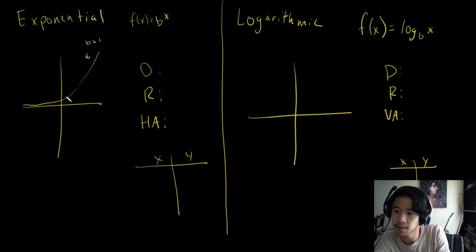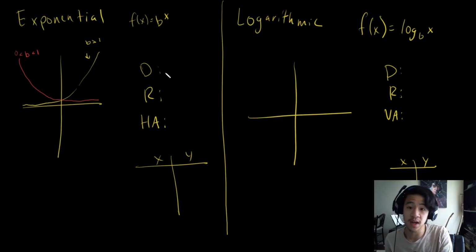All right, and what if b is in between 0 and 1? Let me do a different color. Maybe I'll get this. It'll look something like this. So this will be b is in between 0 and 1.